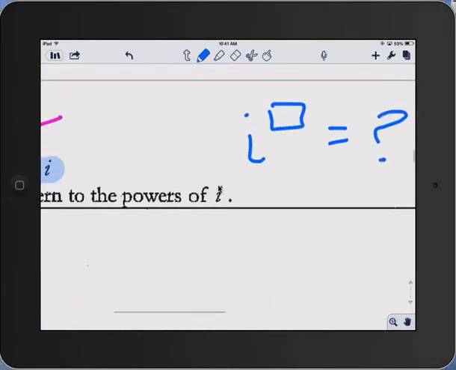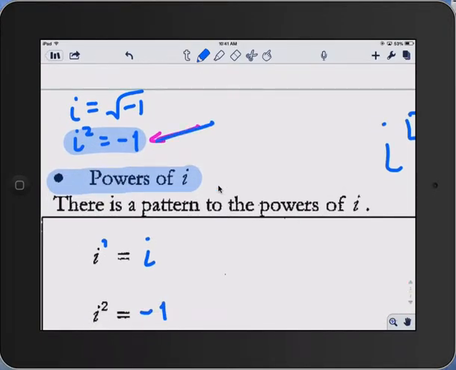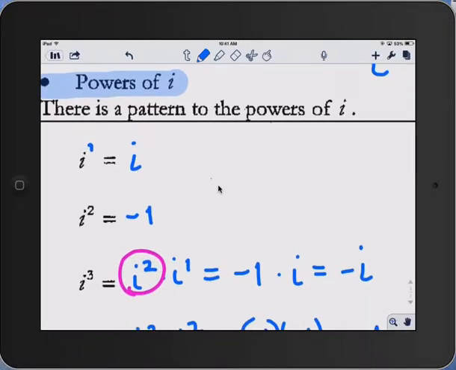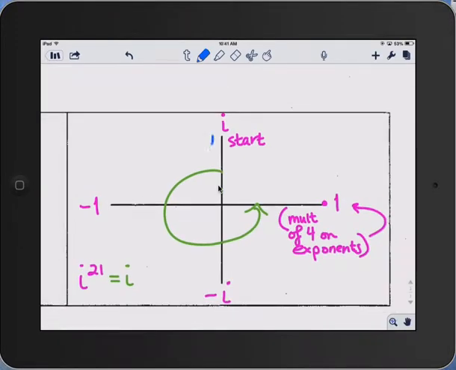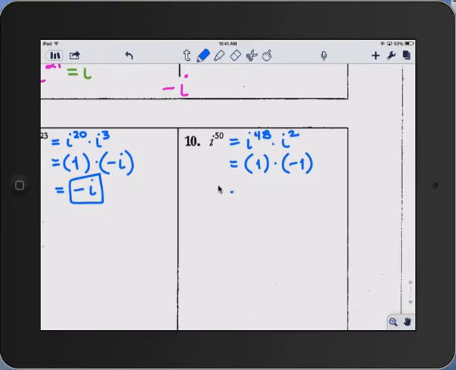Remember that we started the lesson up here with reviewing that fact. i squared is equal to negative 1, or you can also look at the chart here. Here's i to the first, here's i to the second. That's equal to i squared. So i squared is equal to negative 1, and that means i to the 50th equals negative 1.